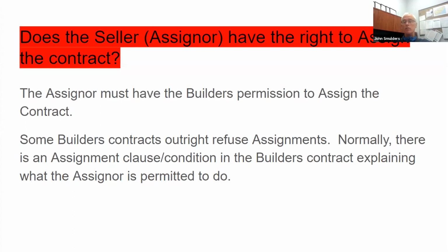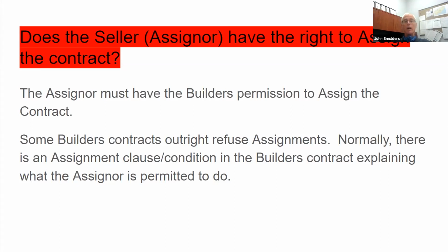We actually ran into this just a couple of weeks ago. One of the agents in the Thornhill office said he needed to know how to do the paperwork to do an assignment and to do a listing for an assignment. And my first question to him was, well, do you know if you can? And he said, no, I don't. And I said, well, you better call the builder and find out. And he called the builder, and the builder said, no, you're not allowed to do assignments. And so the seller wanted to assign the contract, and guess what? He wasn't allowed to do it.